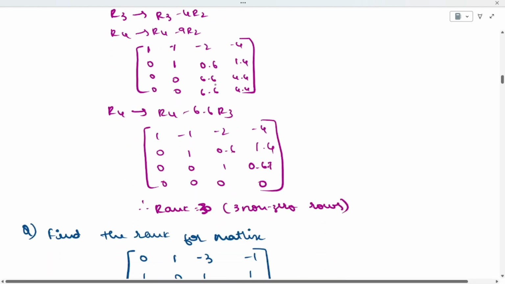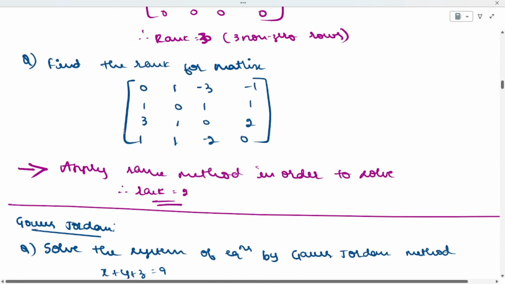This 6.6, if you want to make it 0, here you can do with R3. The whole row, see here also 6.6, here also 4.4. So it will be what? 0. Now this whole row will become 0. Now the rank will be what? 3. That means rows 1, 2, 3 are non-zero, so you will take it as 3. The rank of that matrix is 3.